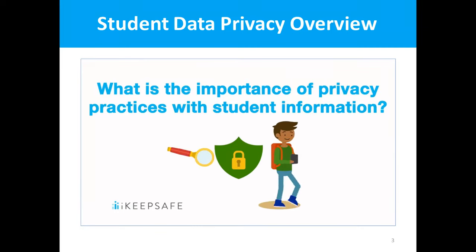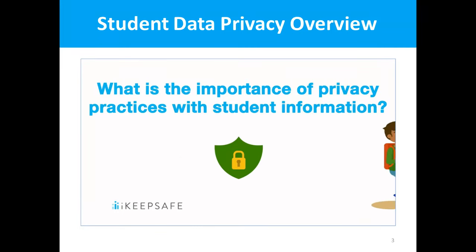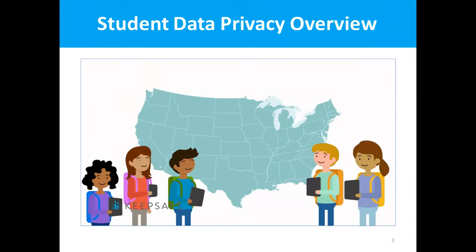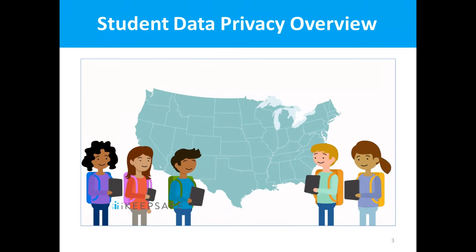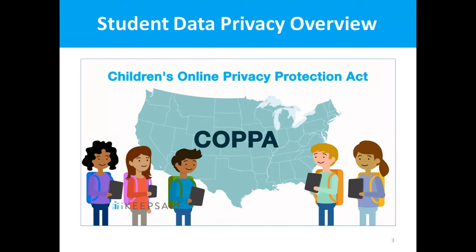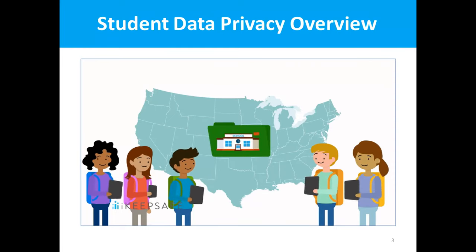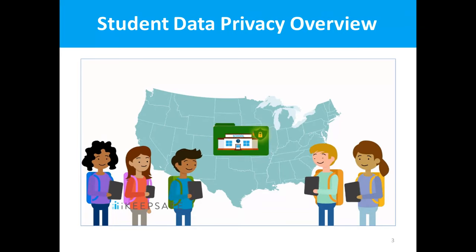What is the importance of privacy practices with student information? Several state and federal laws require privacy protection for students and children. Some laws, like COPPA, deal with third-party collection and use of personal information from children under 13. Other laws, like FERPA, protect student education records. Many states have new laws more specifically restricting how types of student information can be used or shared.